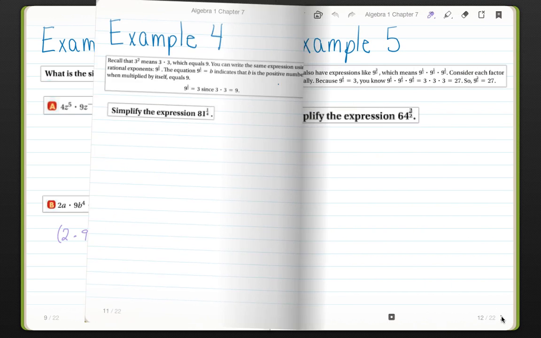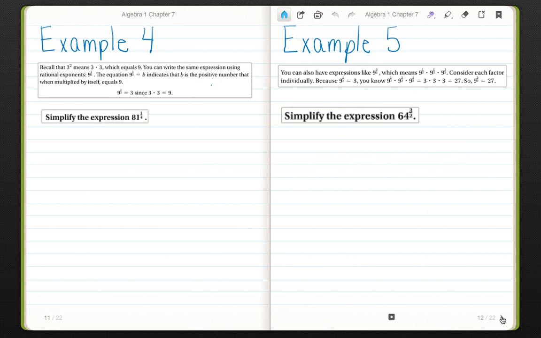Exponents can also be expressed as fractions. Fractional exponents are called rational exponents. Recall that 3 squared means 3 times 3, which equals 9. You can rewrite the same expression using rational exponents, 9 to the 1/2. The equation 9 to the 1/2 equals b indicates that b is the positive number that when multiplied by itself equals 9. So 9 to the 1/2 power equals 3, since 3 times 3 equals 9.